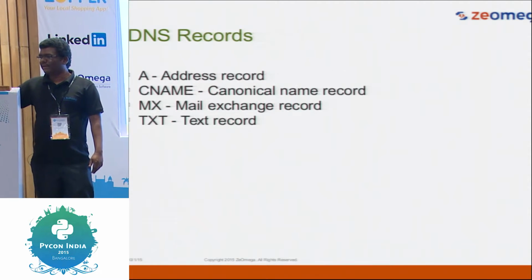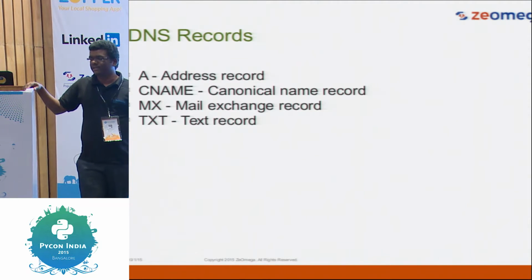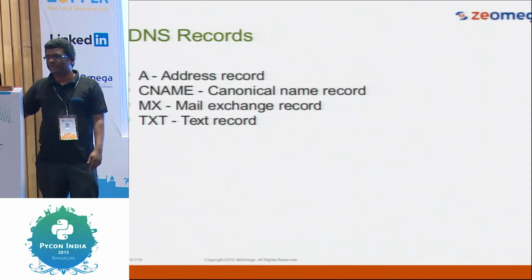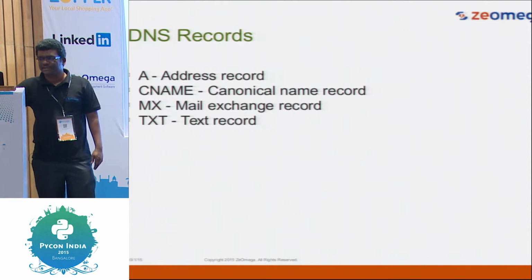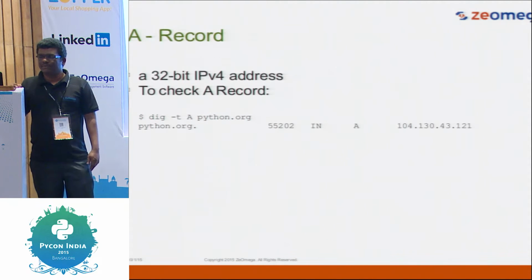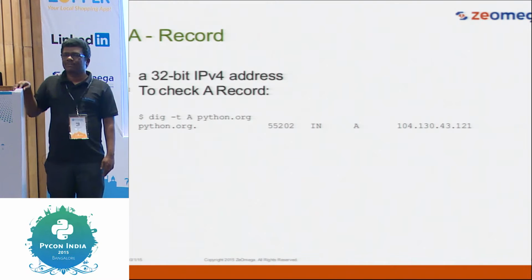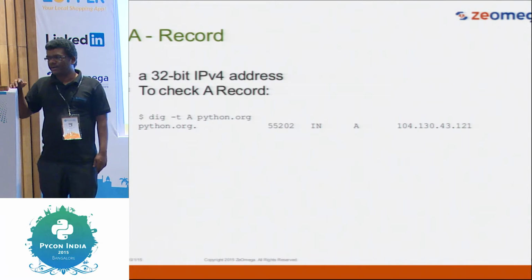So, in the DNS again, there are a few types of records that are very important. I just listed a few: A, address record; CNAME, that is canonical name record; MX, mail exchange records; and TXT records. Okay. So, we will see a few of these. An A record is a 32-bit IP version 4 address.